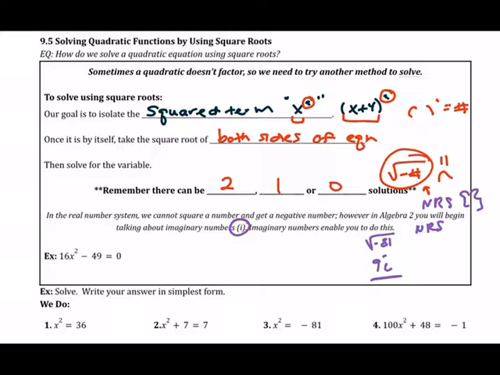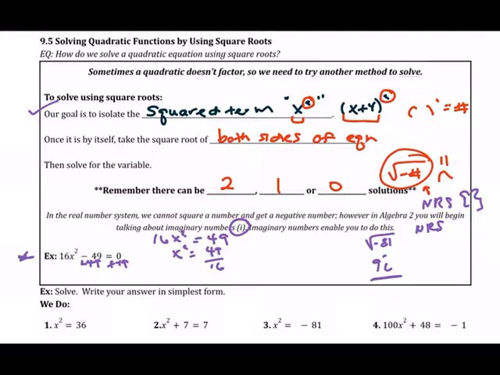So let's look at this example here. Our first goal is to isolate the squared term. So I'm going to add 49 on both sides. So I'm going to have 16x squared equals 49. I still haven't isolated the squared term. I need to get x squared by itself, so I'm going to divide by 16. It's okay that 49 and 16 do not evenly divide. So I have officially accomplished our first goal, which was to isolate the squared term.